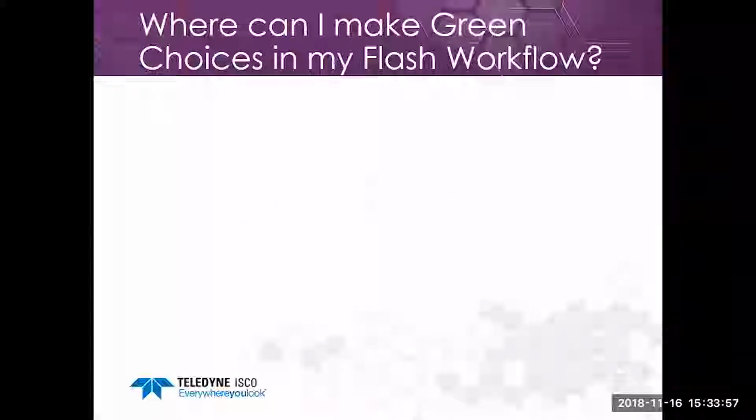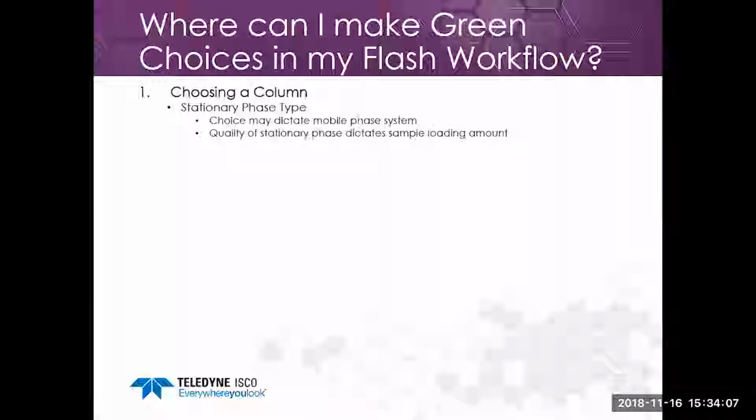So where can I make green choices in my Flash workflow? Another way to think about these things is, where in the Flash workflow are my green choices? And it really starts off with choosing a column. There are two different perspectives we need to think about when choosing a column. One is the stationary phase type, and this is going to dictate your mobile phase system.